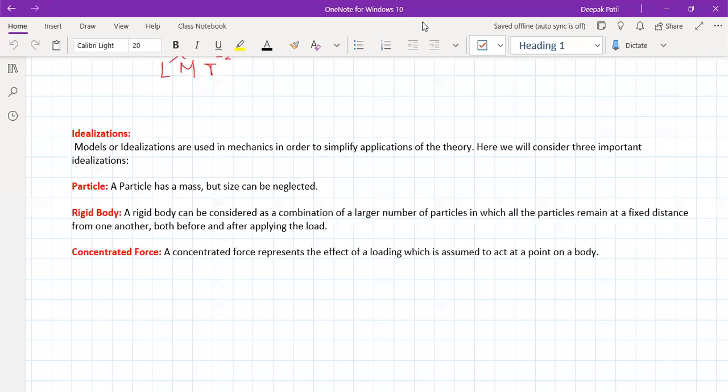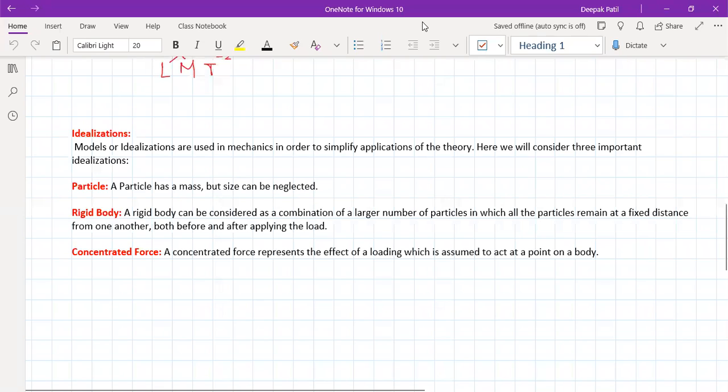Now the next one is the rigid body. What do you mean by a rigid body? A rigid body can be considered as a combination of a large number of particles. A particle, I told you, what do you mean by particle? Now the rigid body could be considered as a combination of a large number of particles in which all the particles remain at a fixed distance from one another, both before and after applying the load.